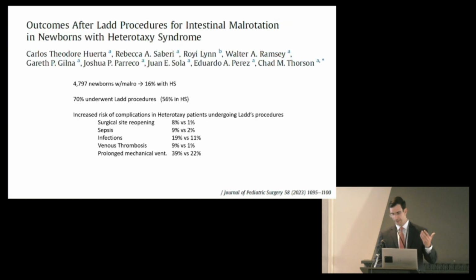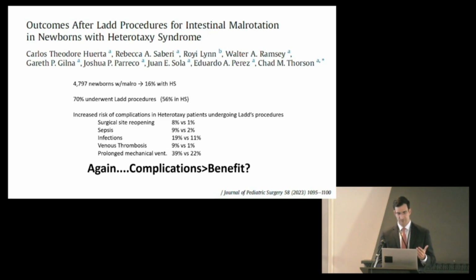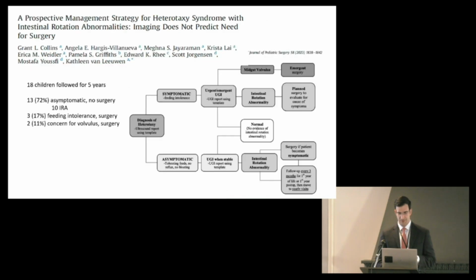More and more, looking at it from a different angle, this group more recently said, okay, of all the kids that have malrotation and undergo a LATS procedure, what's the issue? And you can see clearly that all these complications, surgical site infection, sepsis, thrombosis, prolonged mechanical ventilation, were greater when performed on heterotaxy patients. So it became, again, the same sort of theme, right?